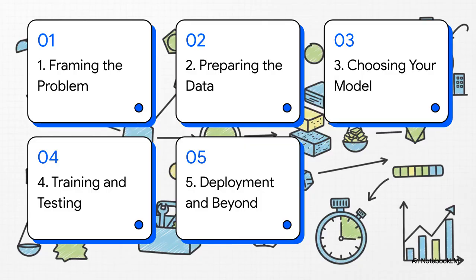So here's our roadmap for this journey. We're going to cover these 5 essential stages. We'll start with the blueprint itself, framing the problem. Then we'll gather our materials by prepping the data, pick our tools by choosing a model, stress test the whole thing through training and testing, and finally, cut the ribbon and deploy it.